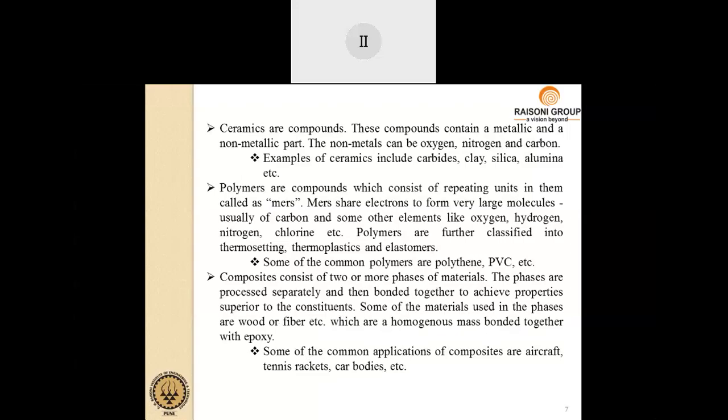So here also, composites are made from two or more phases of material, and these different phases are processed differently. You can make those phases of material separately. Then those phases come together and bond, making a bond by using different processes. The purpose of this bonding is to achieve properties superior to the constituents.